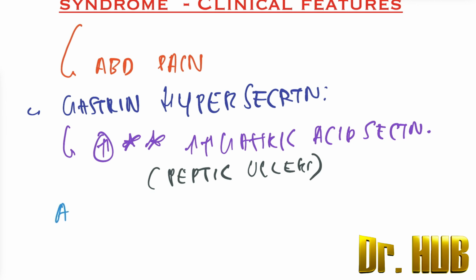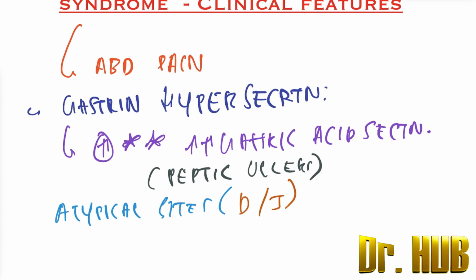So what do you mean by atypical sites? That is, it can occur in the duodenum, or it can occur in the jejunum. Next, they are refractory, and they can also be multiple.